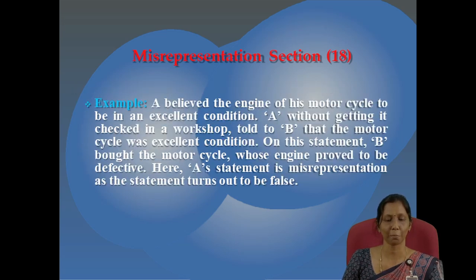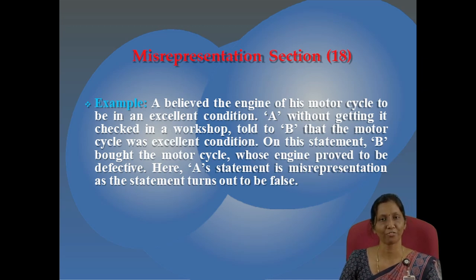Here is also an example. A believed that he has a motorcycle, and he is ready to sell the motorcycle to B. A is believing that his motorcycle is in good condition. B also believed A's statement and bought the motorcycle from A. On this statement, B bought that motorcycle, whose engine proved to be defective. After B bought it, he came to know that the engine was defective. Because A believed his motorcycle was in good condition, he sold it to B. So it is not a misrepresentation.